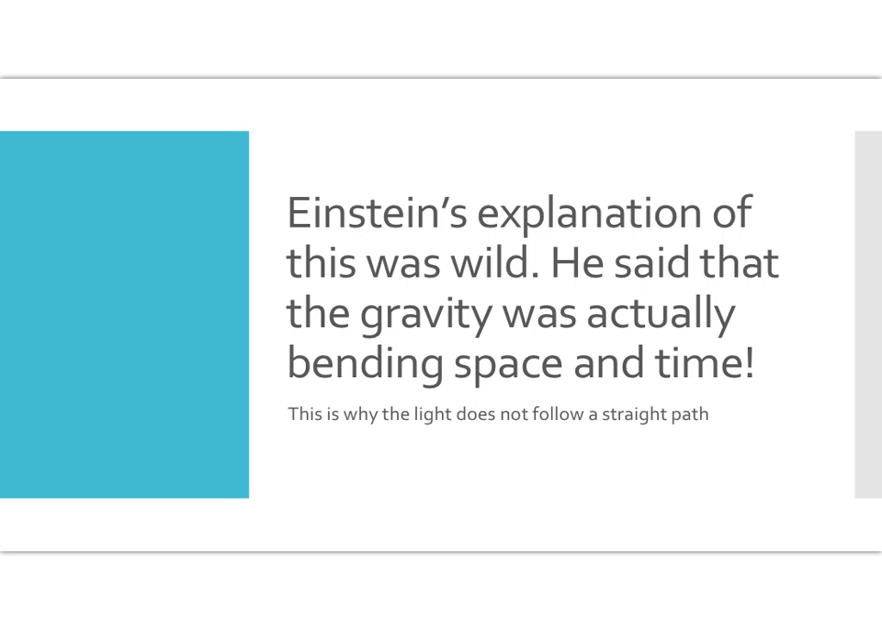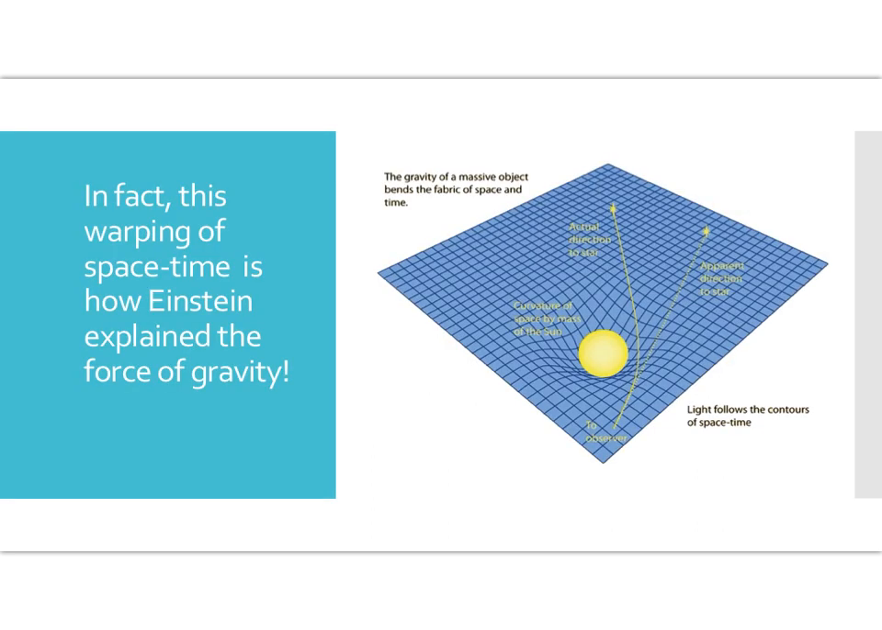And it's even better. He actually said that gravity, well, it wasn't really a force. He says gravity was the result of the warping and bending of space and time, and this is why the light doesn't follow a straight path. So let's talk a little bit about this.